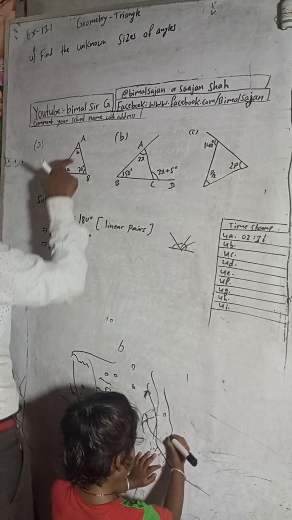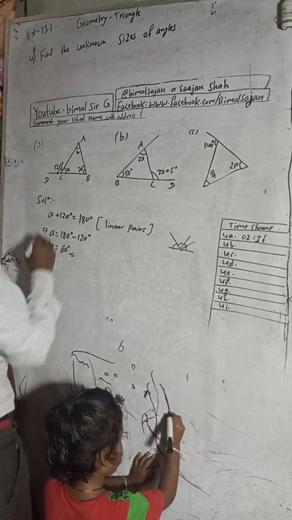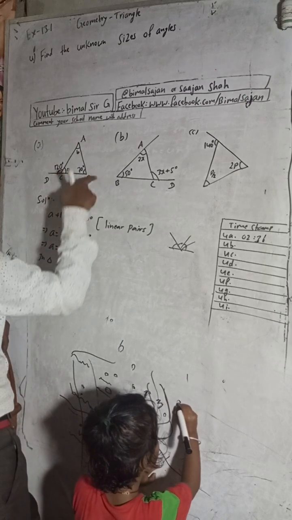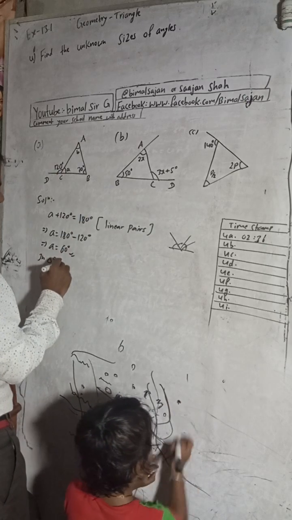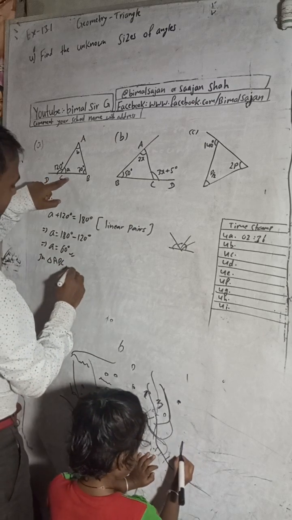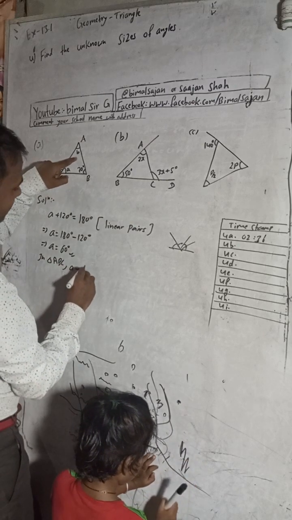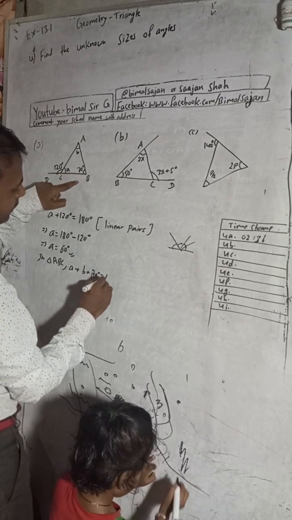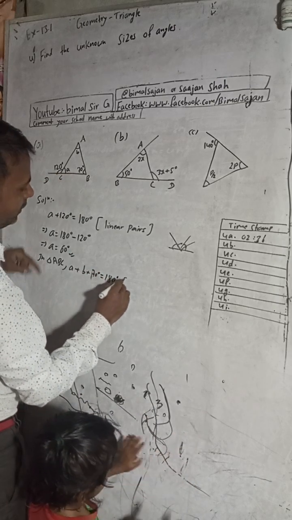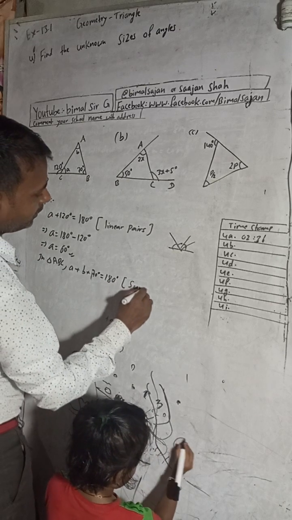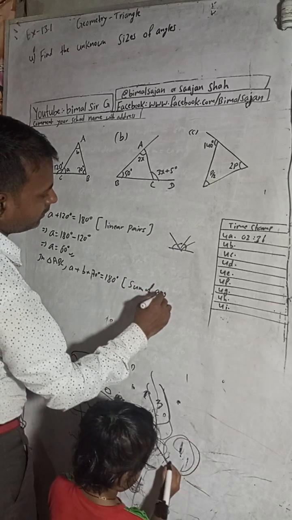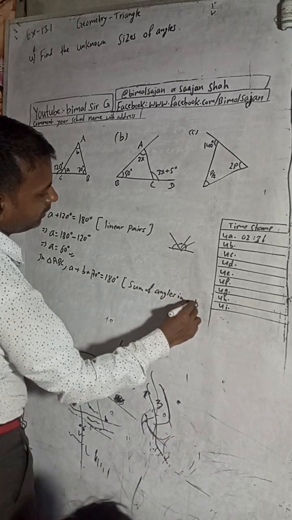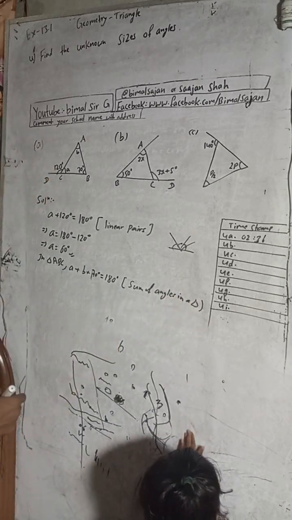Now, find the value of B. So in triangle ABC, A plus B plus 70 degree is equal to how much? 180 degree. Sum of angles in a triangle. So sum of angles in a triangle will be how much?